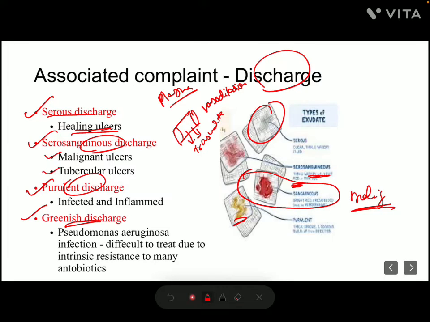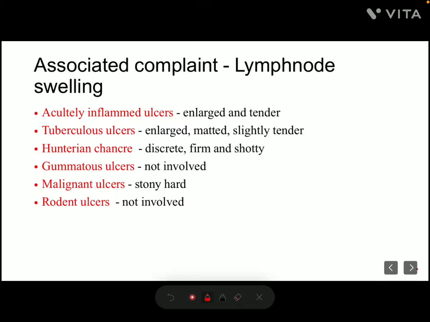And greenish discharge is especially seen when the ulcer has been infected by a very important, very dangerous hospital-acquired infection, that is infection with Pseudomonas aeruginosa. It produces this characteristic green color discharge. It is a particularly difficult condition to handle because of its intrinsic resistance to so many commonly used antibiotics. The next associated complaint that we are going to look into is lymph node swelling.